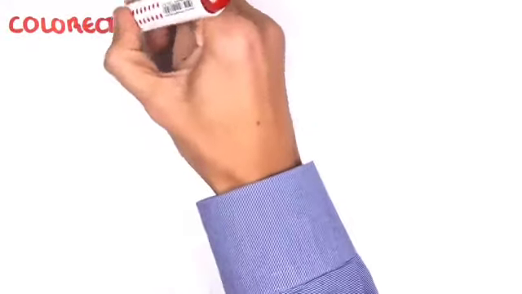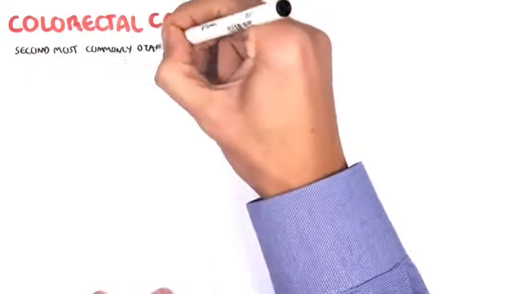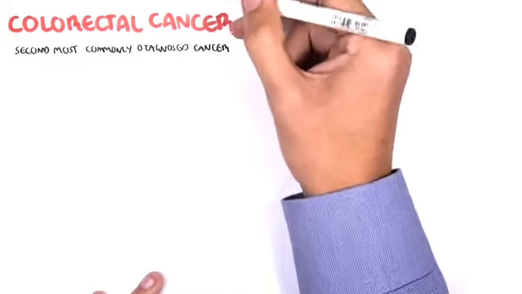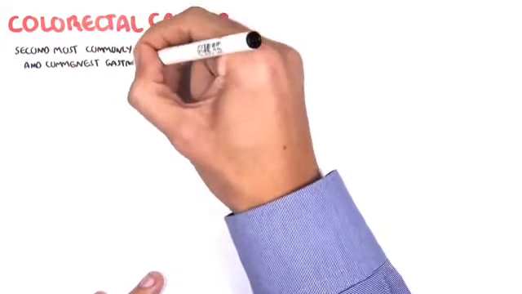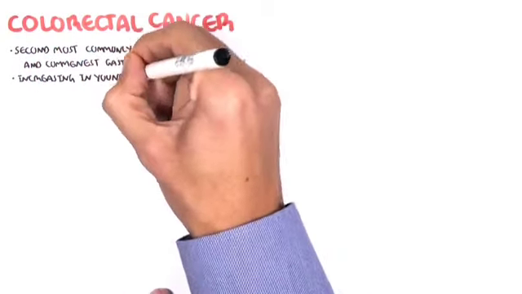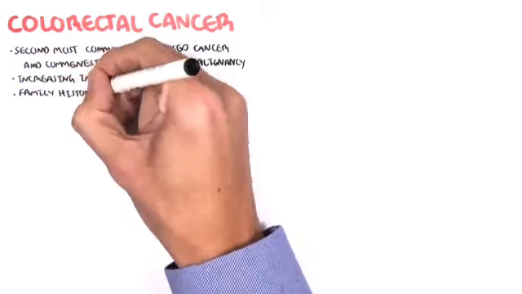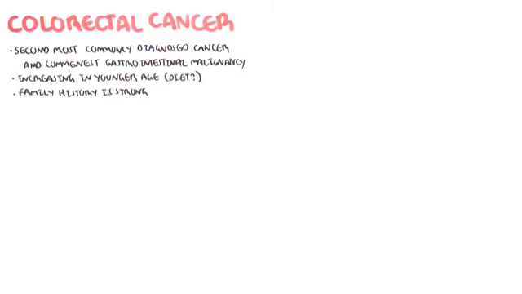So this is an overview and introduction. Colorectal cancer is the second most commonly diagnosed cancer and is the commonest gastrointestinal malignancy. The prevalence of colorectal cancer is increasing in the younger population, and this could be attributed to diet. This is also the same with diverticular disease. Family history is strong in colorectal cancer.